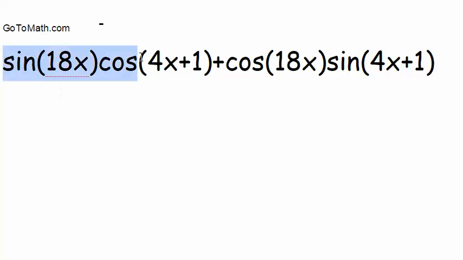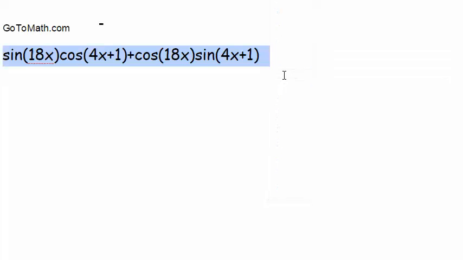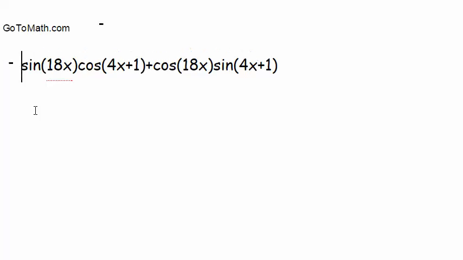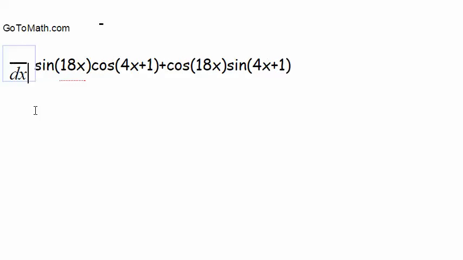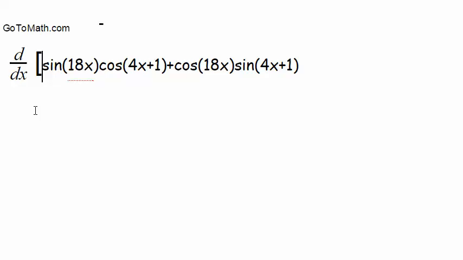Let's rewrite all that, and of course we're going to shrink that way down. Copy, rewrite this thing. So we had d over dx, just kind of rewriting it, and a couple brackets here.